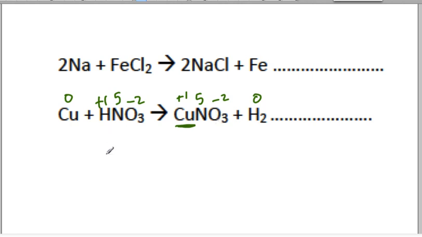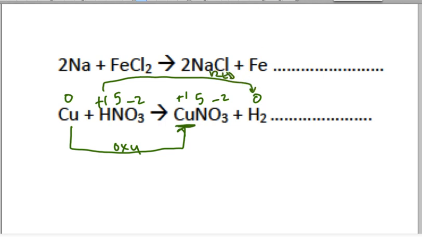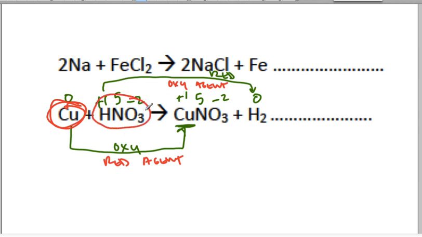Then what happens is I look for the numbers to change. Well, copper goes from 0 to plus 1. That would be an oxidation. I notice hydrogen goes from 1 plus to 0. That would be a reduction. So then when I go to label these, if this is a reduction, it's also the oxidizing agent. If this is an oxidation, it's also the reducing agent. So if they ask me on the test, who's the reducing agent? Copper. Who's oxidized? Copper. Who is being reduced? The species is HNO3. It's also the oxidizing agent in the case of the reaction.